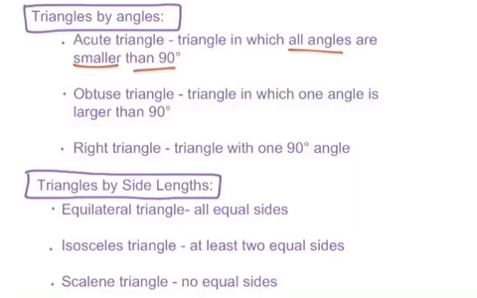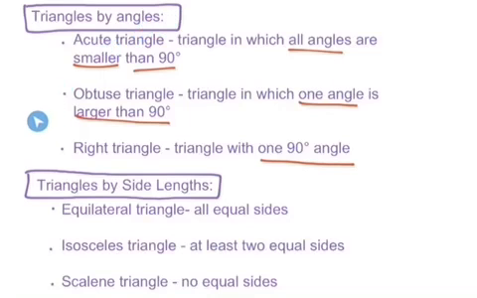An obtuse triangle, on the other hand, is a triangle in which one angle is larger than 90 degrees. And then the right triangle is a triangle with one 90-degree angle. So that's one way that I can classify triangles. I can classify them by those angles.